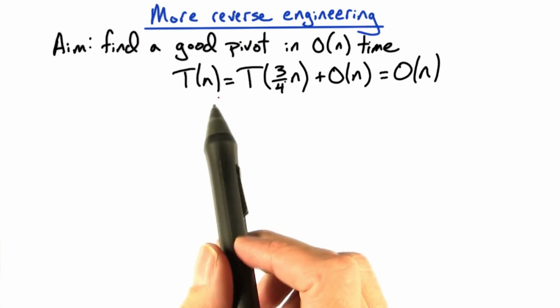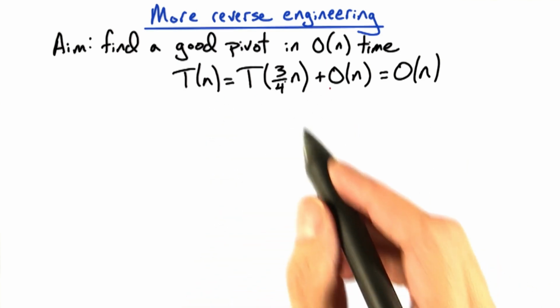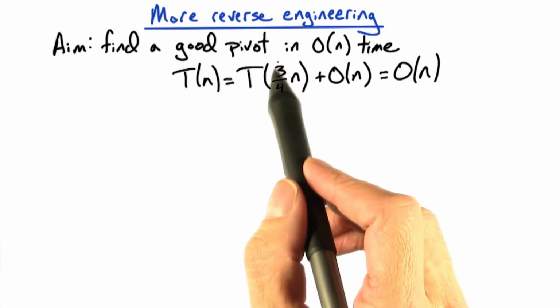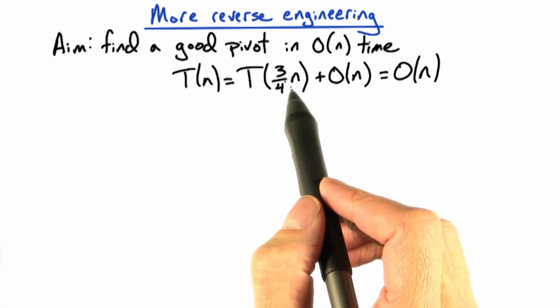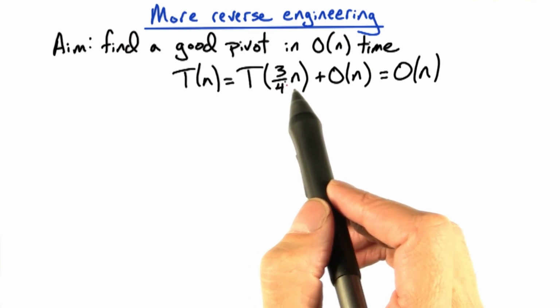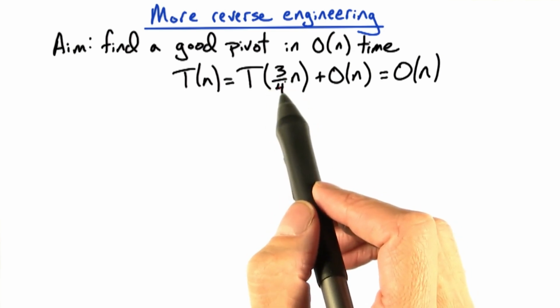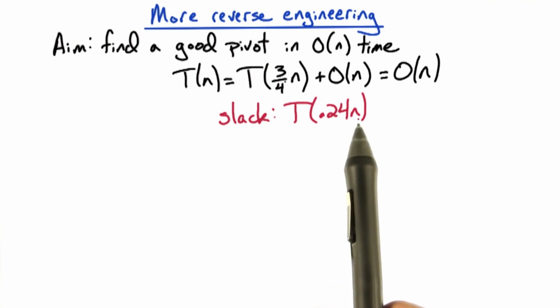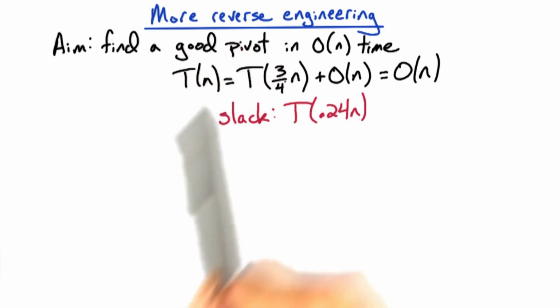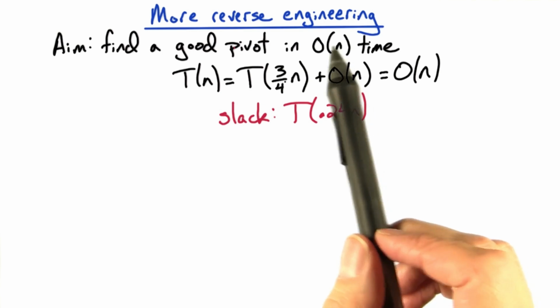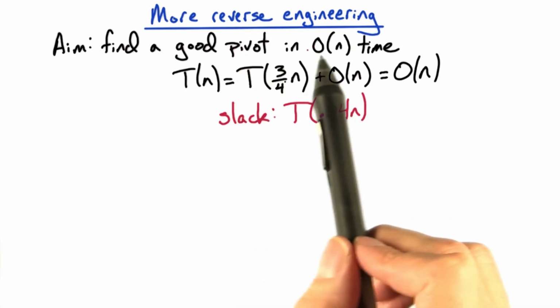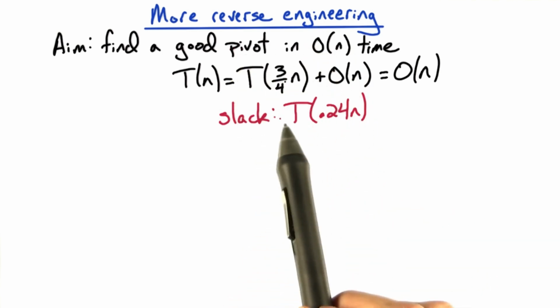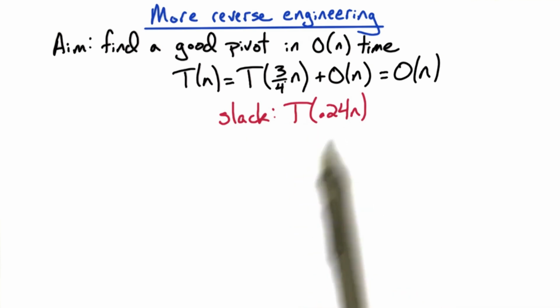Now we have a bit of slack in this recurrence. In particular, recall that instead of having 0.75n over here, we could have had 0.99n. We just need some constant less than 1. What we're going to do is use this extra slack as extra time to help us find a good pivot. So now we're going to spend, instead of just order n time to find a good pivot, order n time plus T of 0.2n.